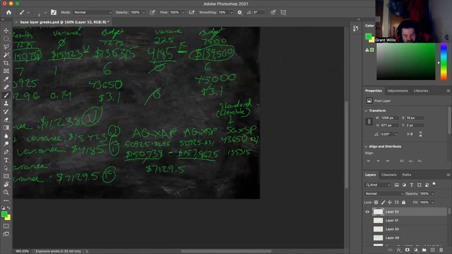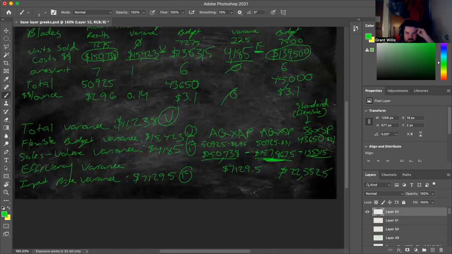And then efficiency variance is going to be this number minus this number, because here we're changing the quantity, right? Subtract that and we get 22,000. And this is too big for my head, so I'm just going to use a calculator. $22,552.5. Okay. And that is going to be unfavorable because costs are increasing. Okay, any questions?